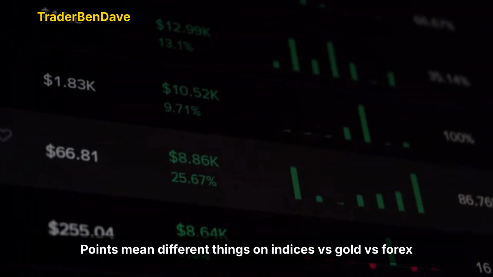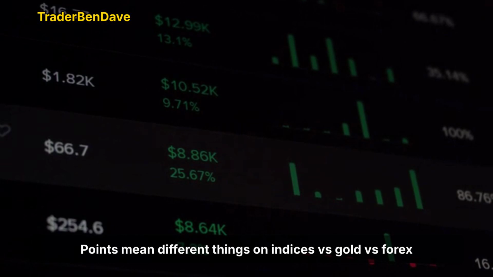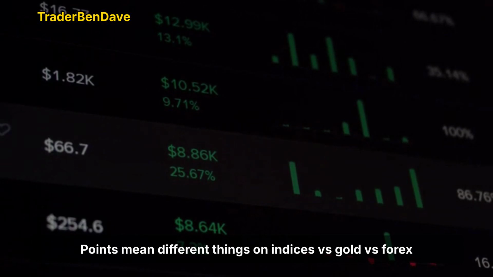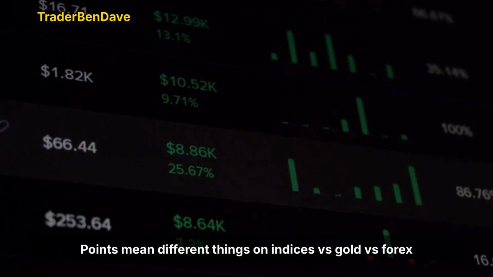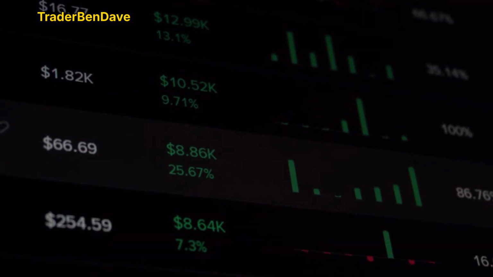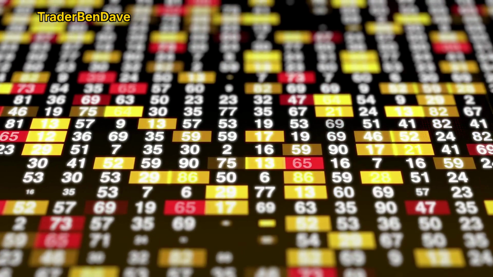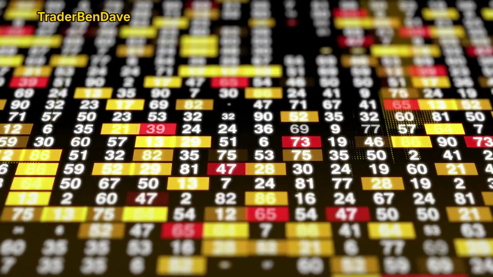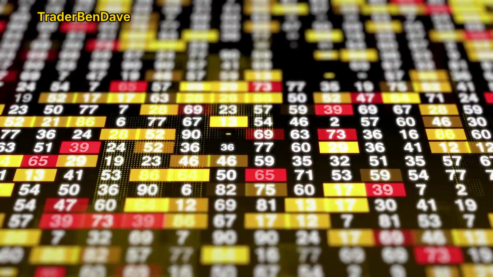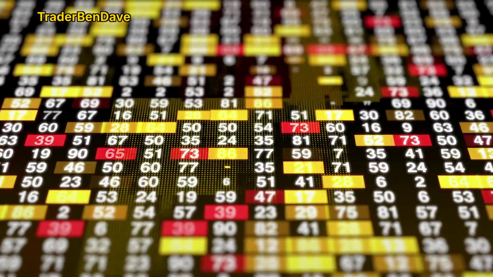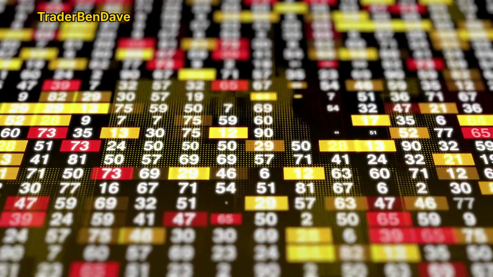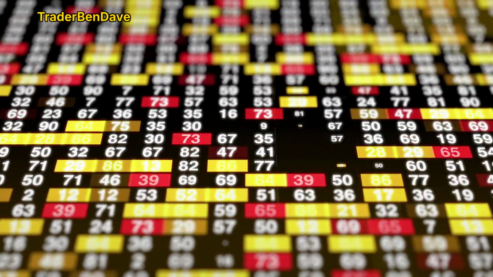Now, points are where it gets confusing because the meaning changes depending on what you're trading. On indices like the Nasdaq or Dow Jones, a point usually refers to a whole single digit move in the index price, not a fourth decimal place. On gold, XAU, a point is often the second decimal place, not the fourth.